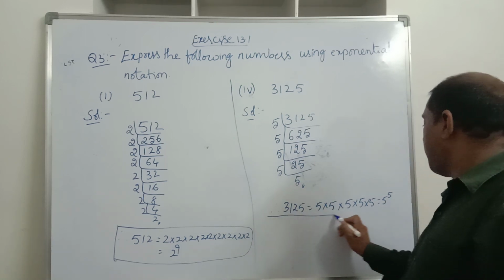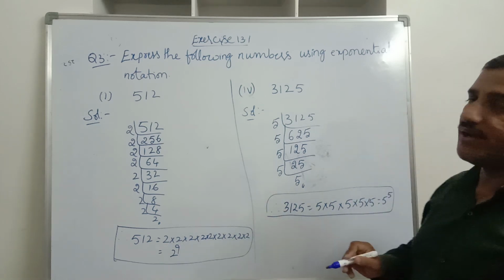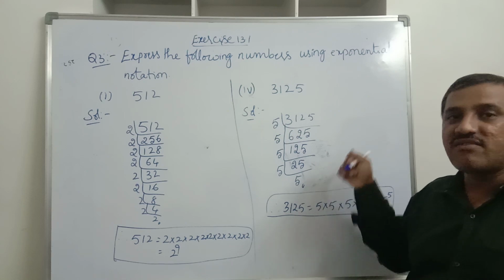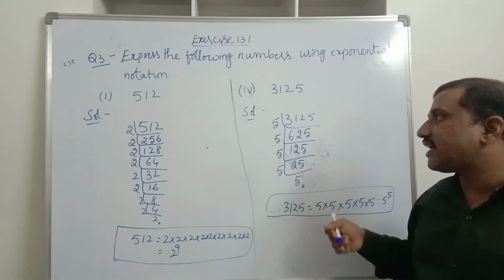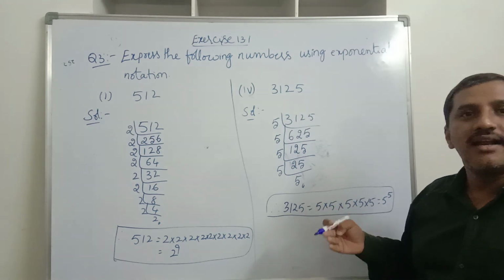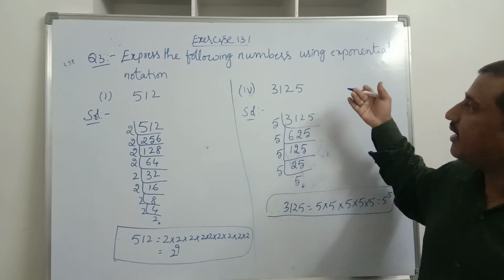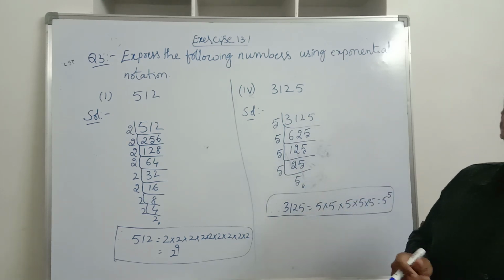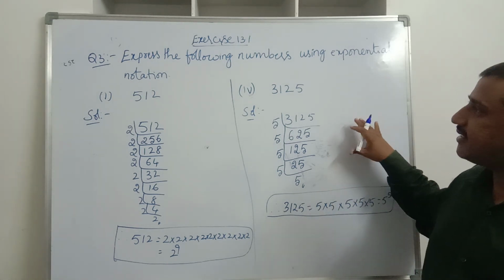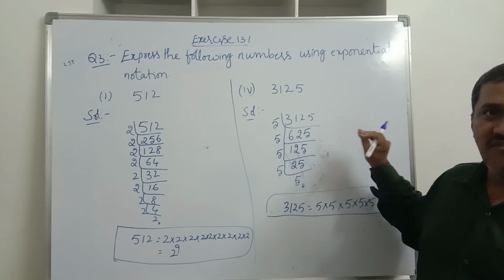So like this we will express the given numbers in exponential form using the concept of prime factors, prime factorization. You should check with only prime numbers like 2, 3, 5, 7, 11, 13, etc. I hope you understand how to express the given numbers in the exponential form. Did you understand? I hope it is clear to you. So what is it? Prime factorization.